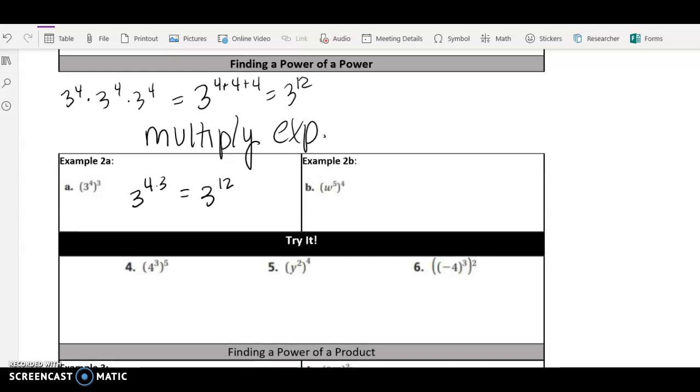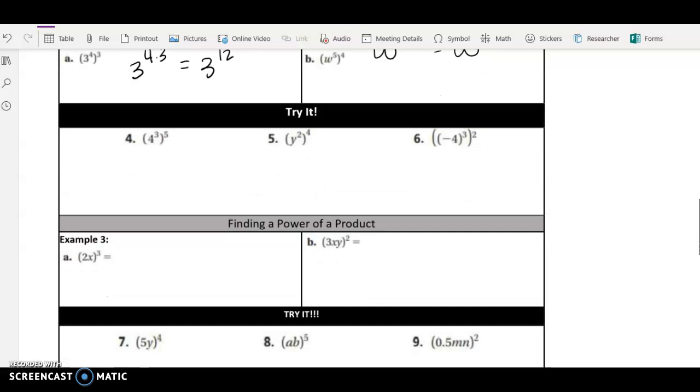So for this one, we have W, we keep our base, and then we're going to do 5 times 4, and 5 times 4 is 20, so we have W to the 20th power. So now you're going to try 4, 5, and 6 on your own, and then you're going to check your answers with mine.